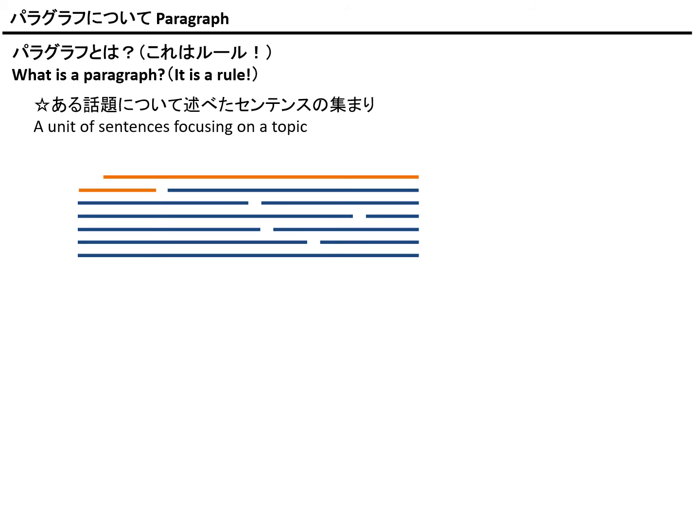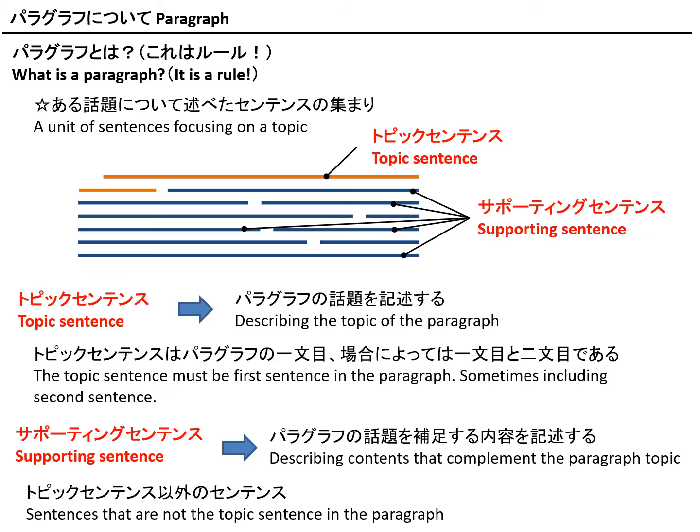So in one word, a paragraph is a unit of sentences focusing on a topic, which could be recognized as the illustration on the screen. So the first sentence in the paragraph, which is shown as the orange line in the illustration, is called the topic sentence. Now, what is the topic sentence?